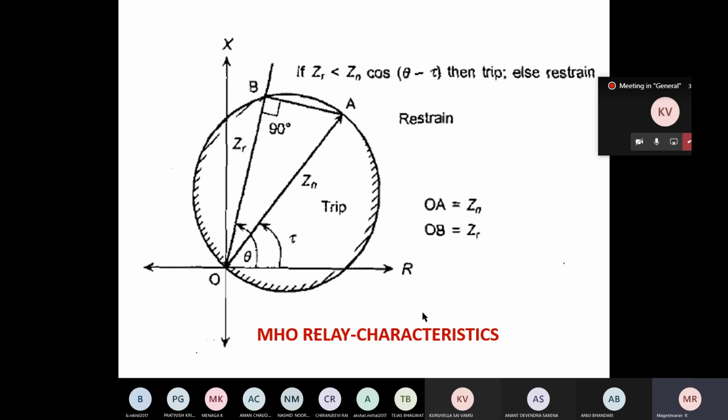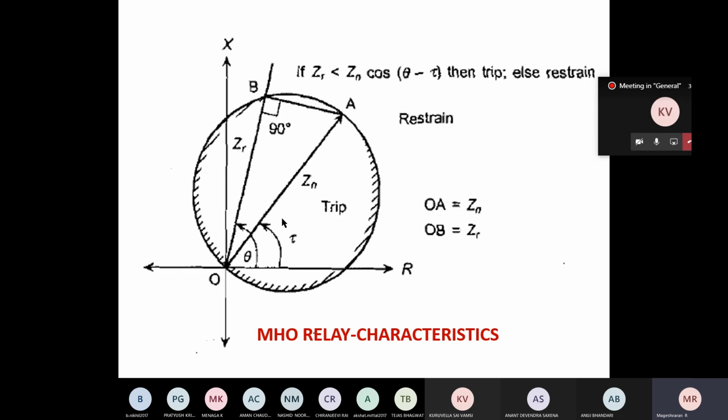Similarly, now where will be the normal load? It will be somewhere here, where my cursor is pointing, or somewhere here. Anyway, surely it will be outside the characteristics. And if you see the trip region compared to both the reactance relay and the simple impedance relay, it is very small, very small.